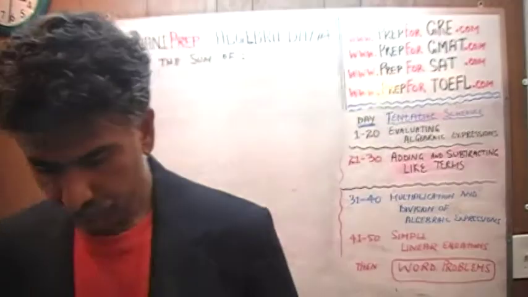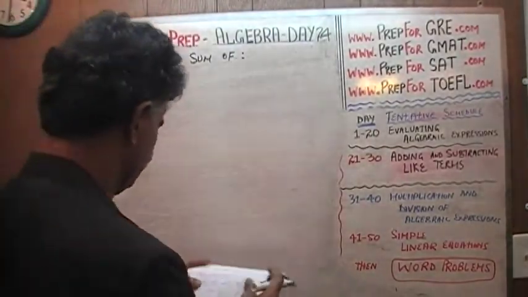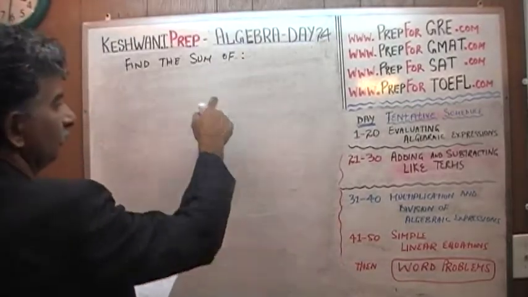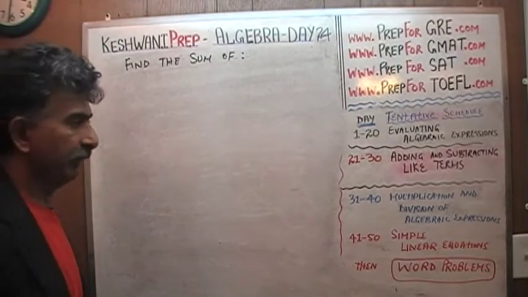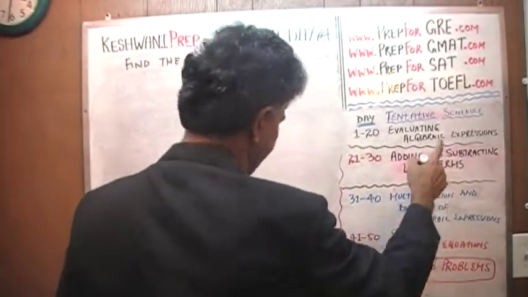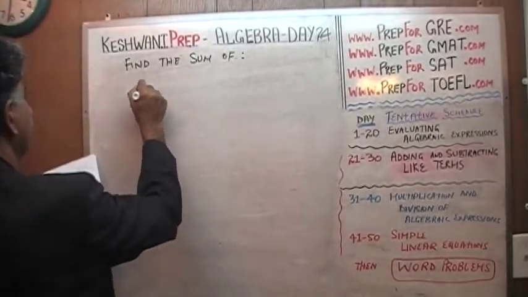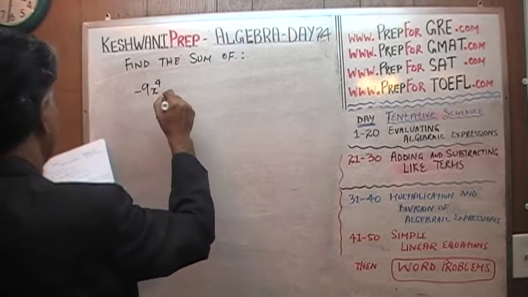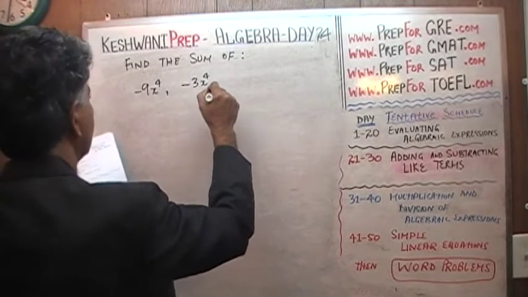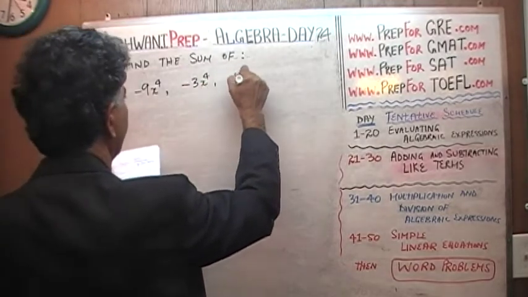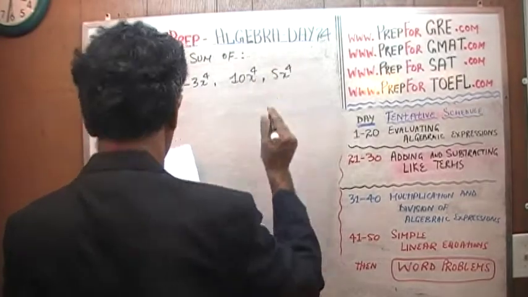Today is our day number 24. Let's see what we have for today. We have to find the sum of terms, like terms and unlike terms we would be given, and we have to find the sum of the like terms, adding and subtracting like terms. We have negative 9x to the 4th, negative 3x to the 4th, we have 10x to the 4th, and we have 5x to the 4th.